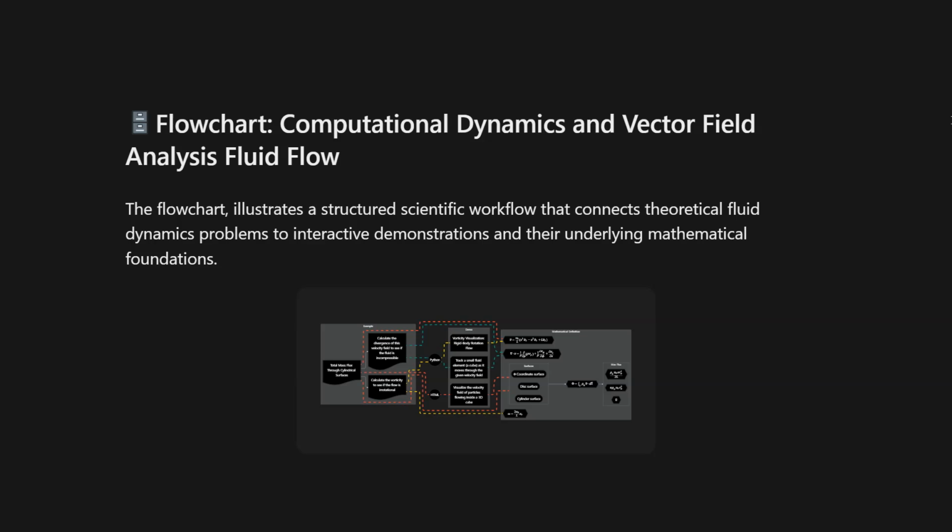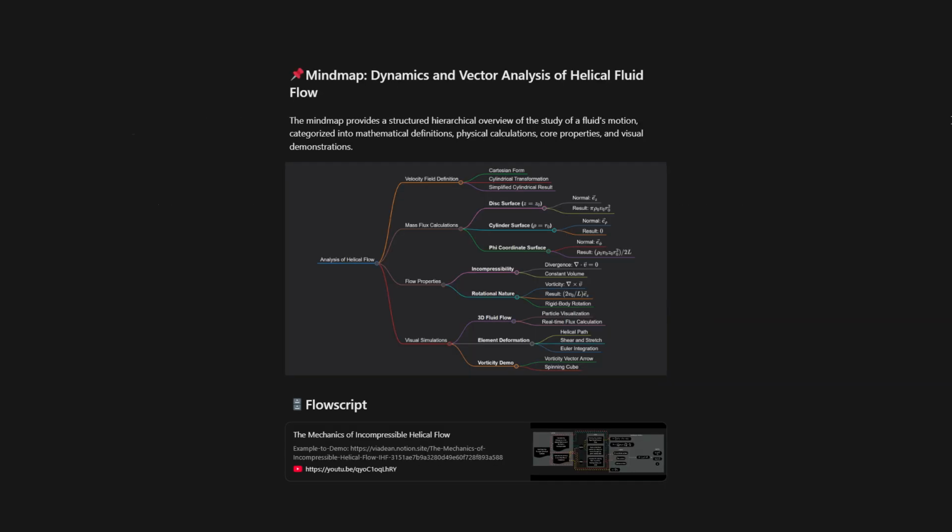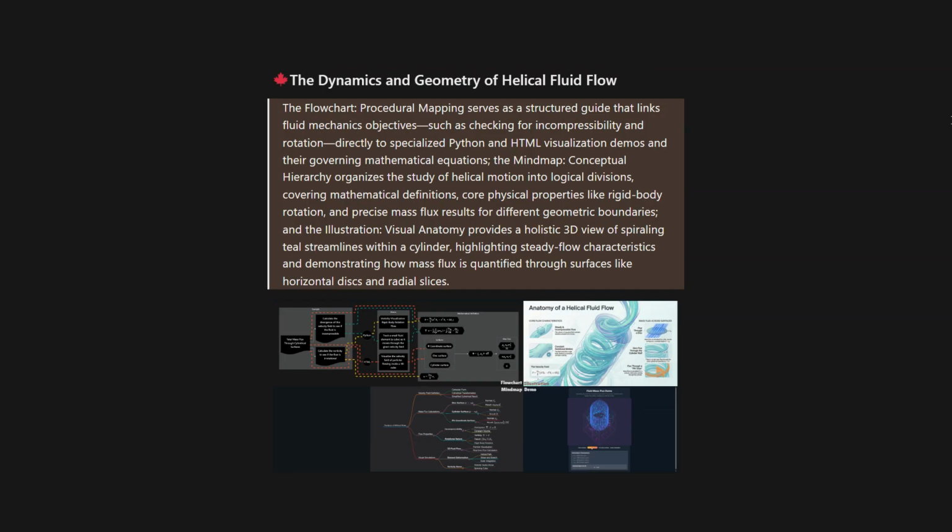The outer wall. Despite the rapid spinning, the fluid never actually crosses the side walls. It remains perfectly contained within the cylindrical boundary, proving the flow is strictly internal.